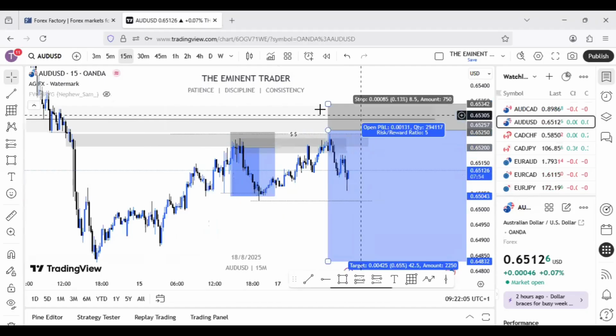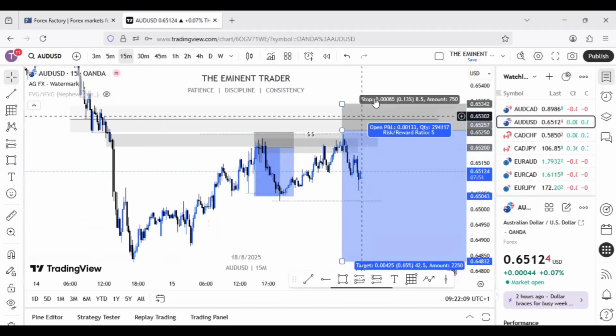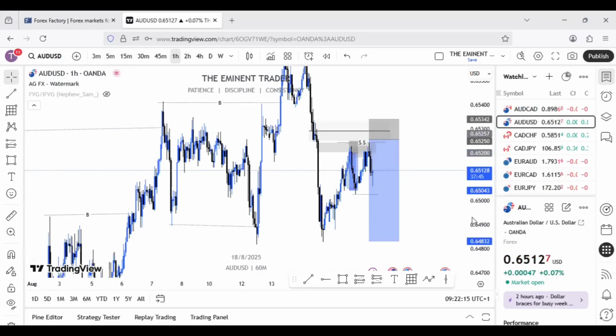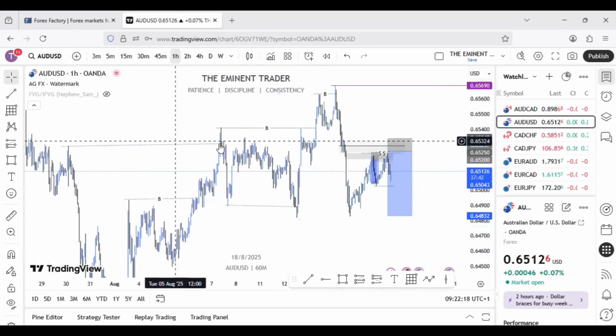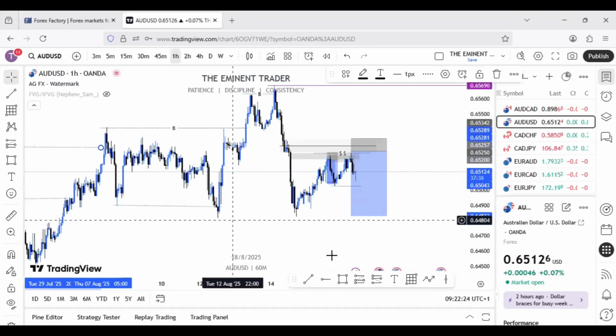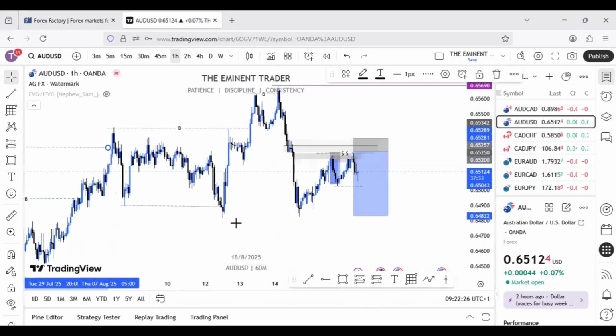This is a 1 hour order block. So like I said, go with the trend also. On the higher time frame, it still looks bullish. It doesn't look entirely bearish because there are protected levels that have not been broken.